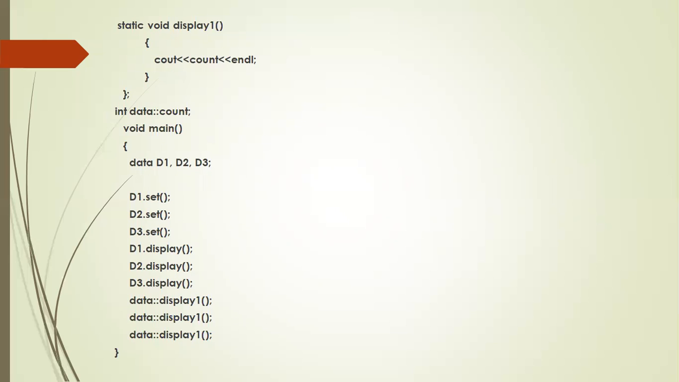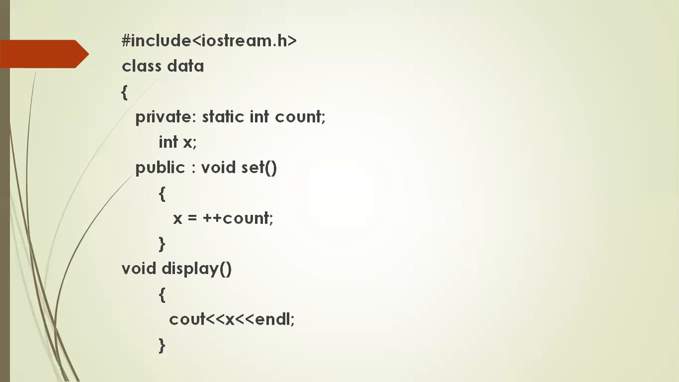First you are calling the d1.set function. First you are calling the set function 3 times with d1, d2 and d3. It is possible because the set function is a non-static member function. When you call the set function with d1, what happens we'll see.